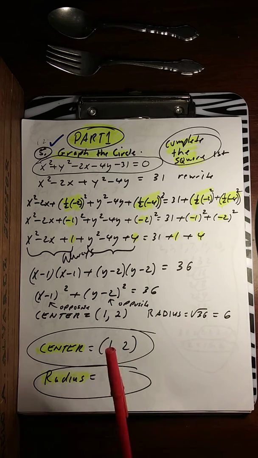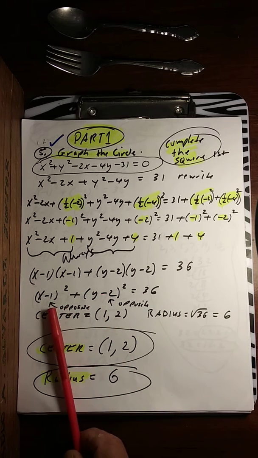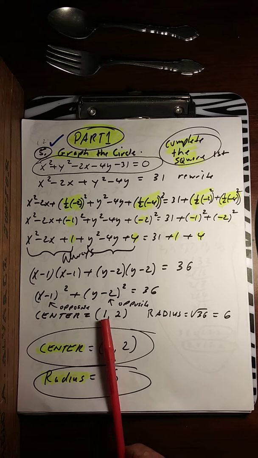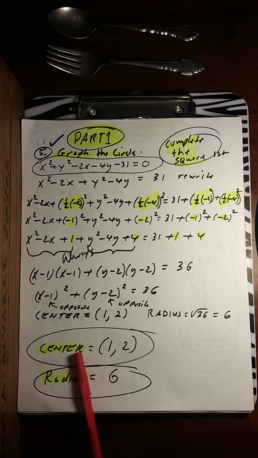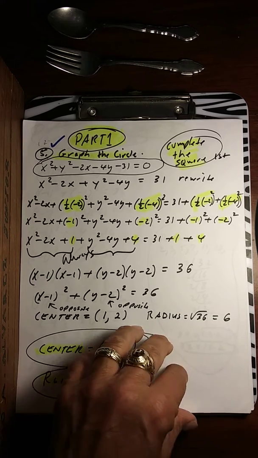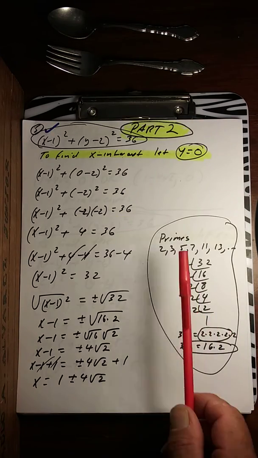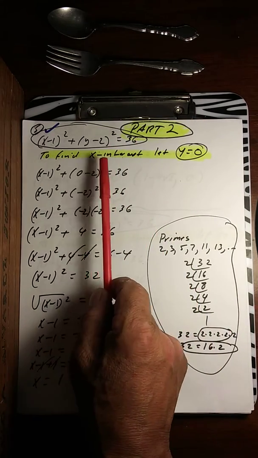Put all these together. Now, the opposite of these numbers is the center. So the opposite of that is going to be positive 1, 2. The square root of this number is the radius. So we have the center and we have the radius.